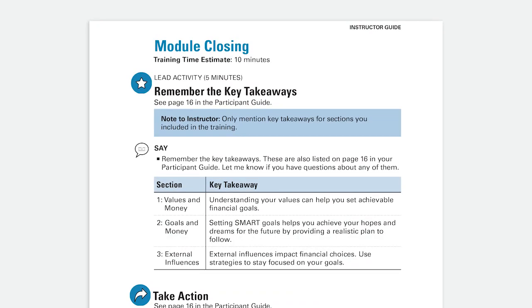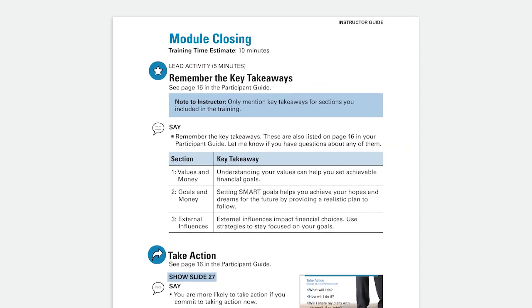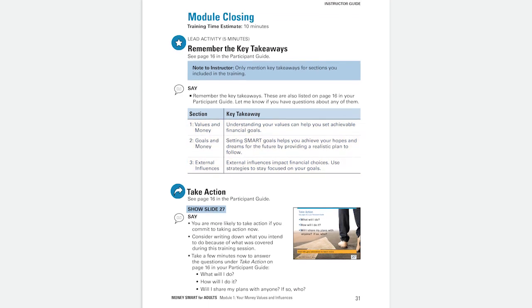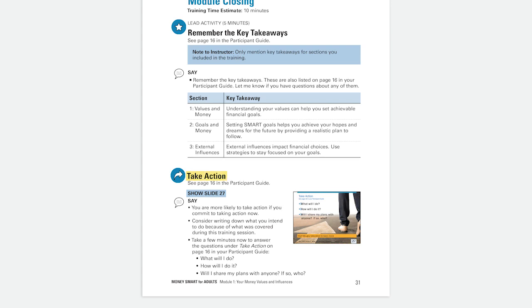After the last section of a module, you'll find the module closing. The module closing starts with a table of all of the key takeaways for all of the sections of that module. After that table, you'll see Take Action. Participants are more likely to take action on what you just covered in the training session if they commit to taking action during the training.